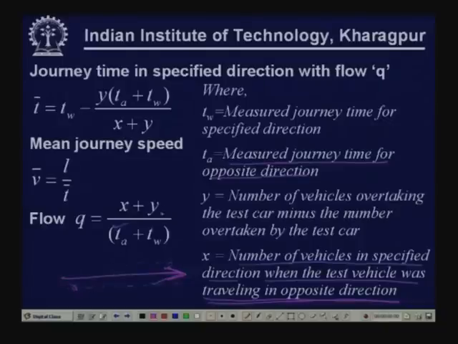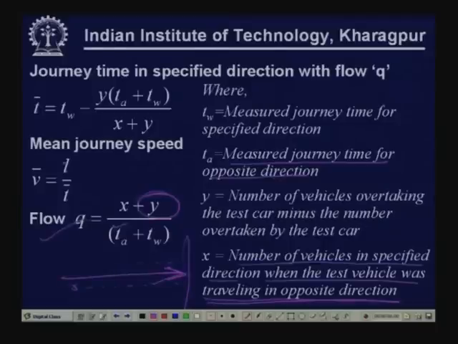Plus y. Y is the number of vehicles overtaking the test car minus the number of vehicles overtaken by the test car, so that they also reach this place within this T A plus T W time. So, we add that component. Y may be positive or negative, depending on the number of overtaking and overtaken vehicles. So, you calculate the flow.